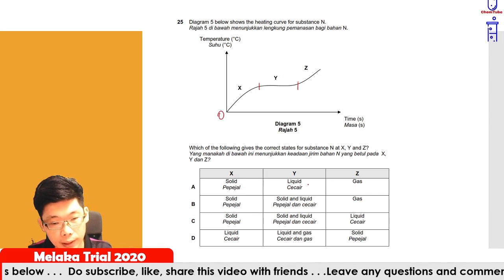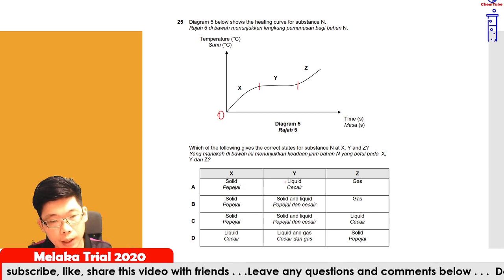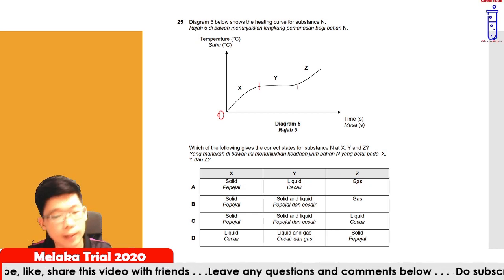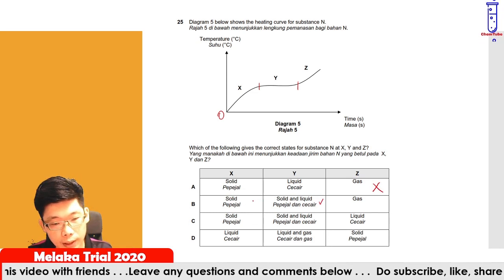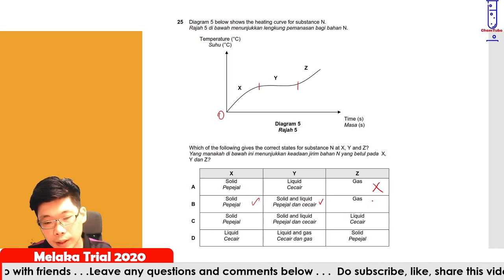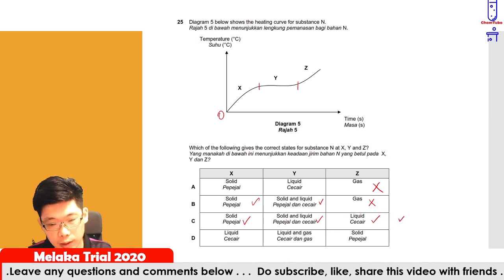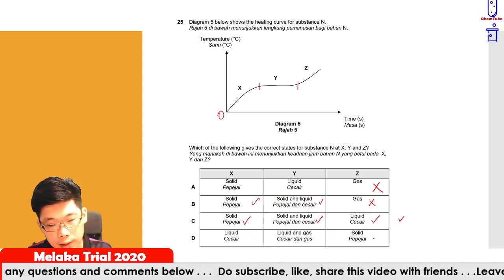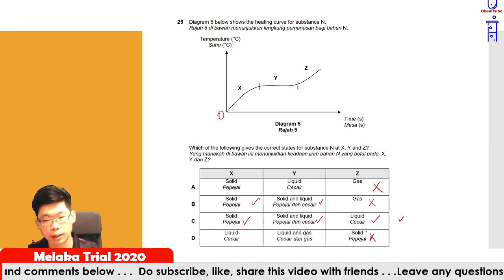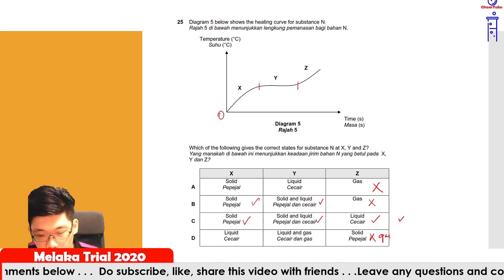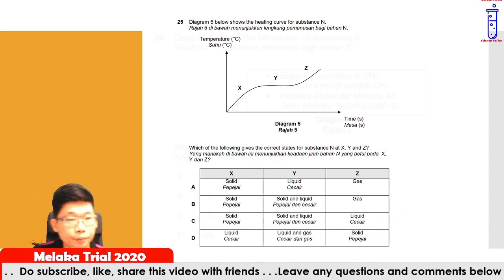So this option is out. It cannot be solid, then liquid only, then gas, so this one is out. Solid and liquid is possible, but it cannot change directly to gas, so it is wrong. Solid, liquid, and gas, then this one is also wrong, because it cannot suddenly change to solid. If this one is correct, it should be gas. So C is the answer.